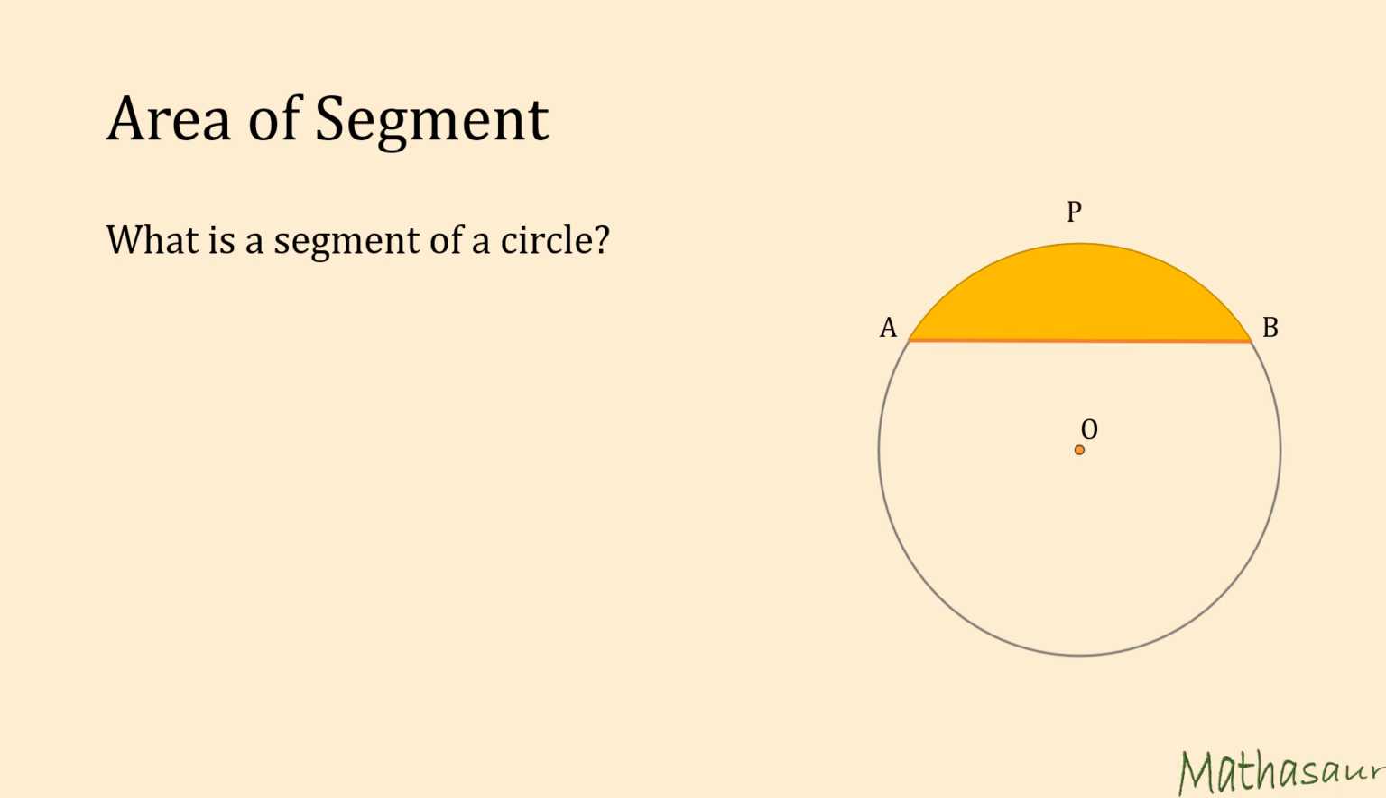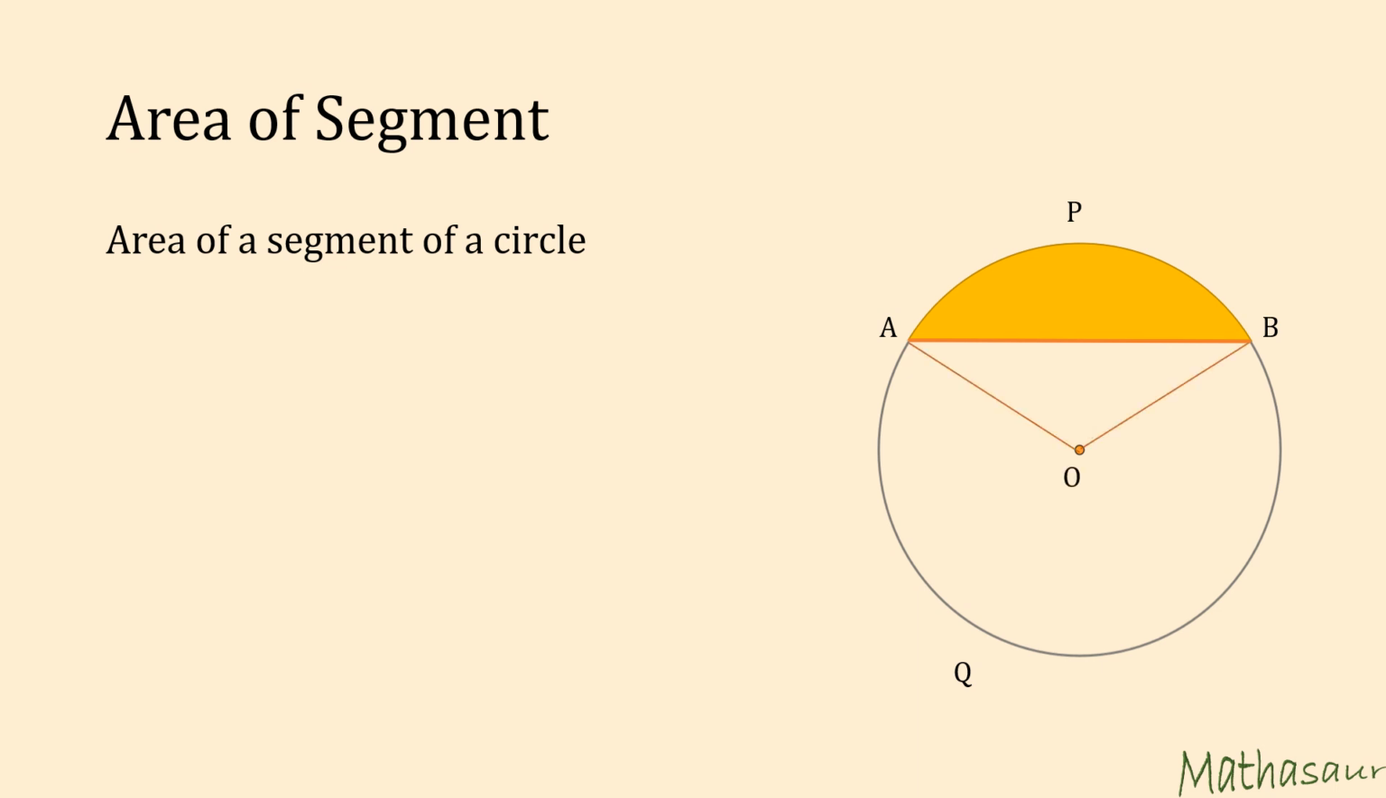Now let us take another point P and Q on the circumference of this circle. Now, segment APB is called the minor segment. And the segment AQB, which is the region enclosed between the major arc and the chord AB, is called the major segment of the circle. Now, how do we find the area of this segment?